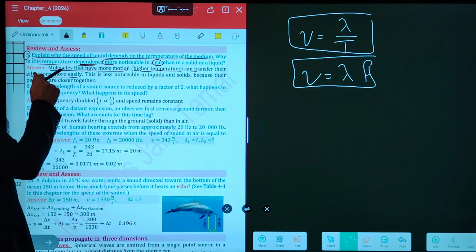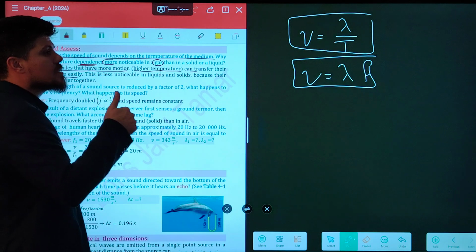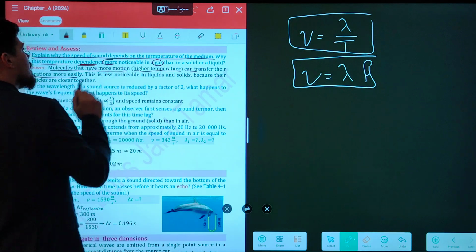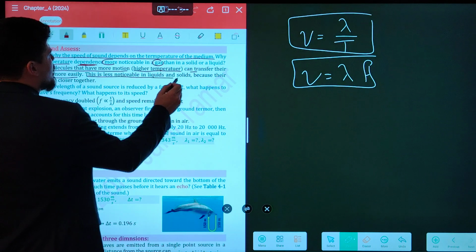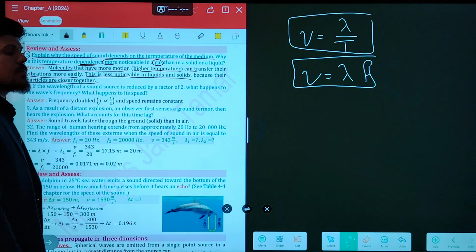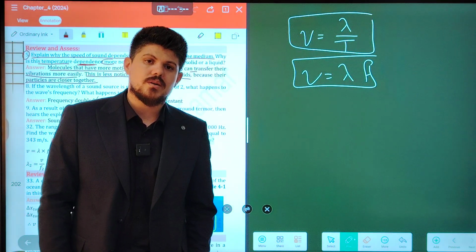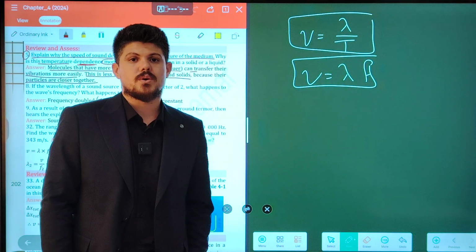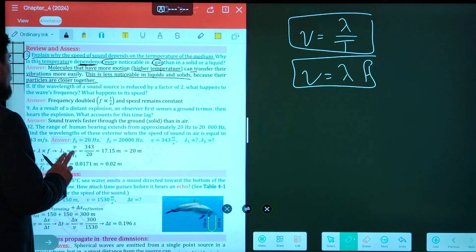Okay? The temperature dependence is more noticeable in what? In gas. The action of temperature is more noticeable in gas than in solid or liquid. Why? Because it is less noticeable in liquid and solid, because their particles are closer together. The particles of solid and liquid are close together, so they require more energy for their temperature to increase.